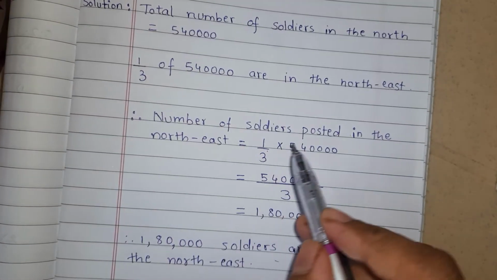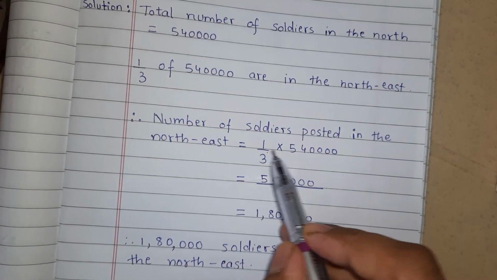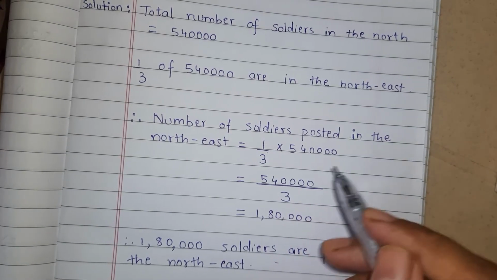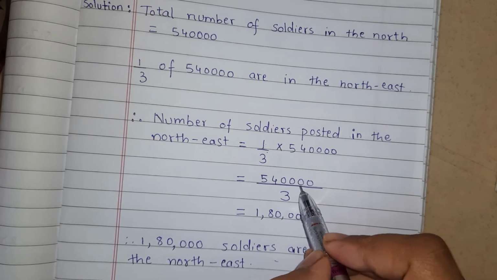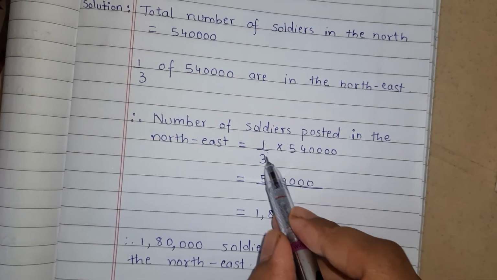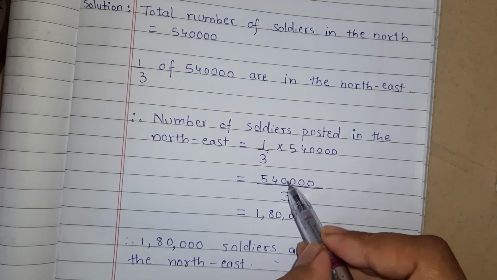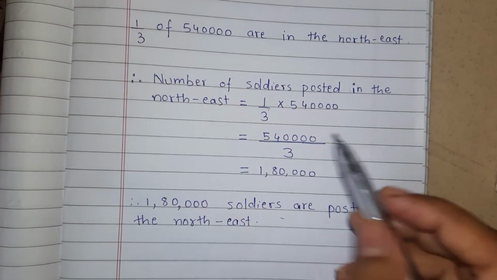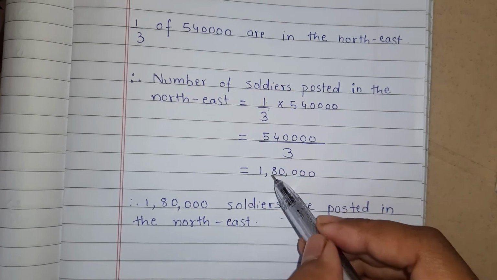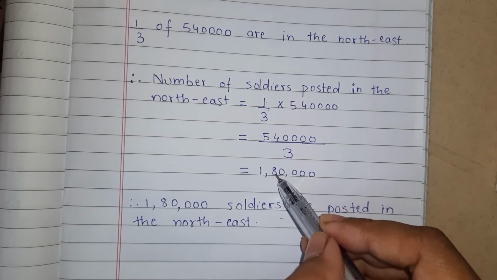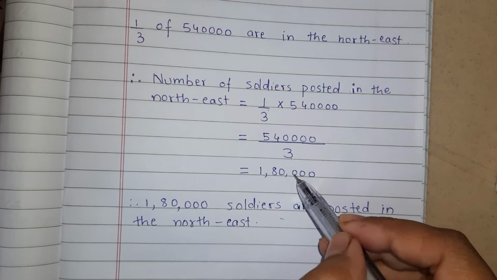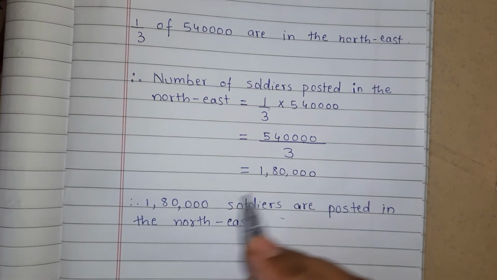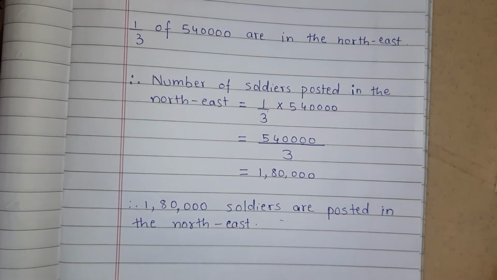So number of soldiers posted in the northeast equal to 1/3 into total soldiers. 1 into this number will be this number only, and upon 3. Now if you do the division of these two numbers, you will observe that 3 18s are 54. So 18 and after that 4 zeros. Okay, so answer is 1,80,000 soldiers are posted in northeast.